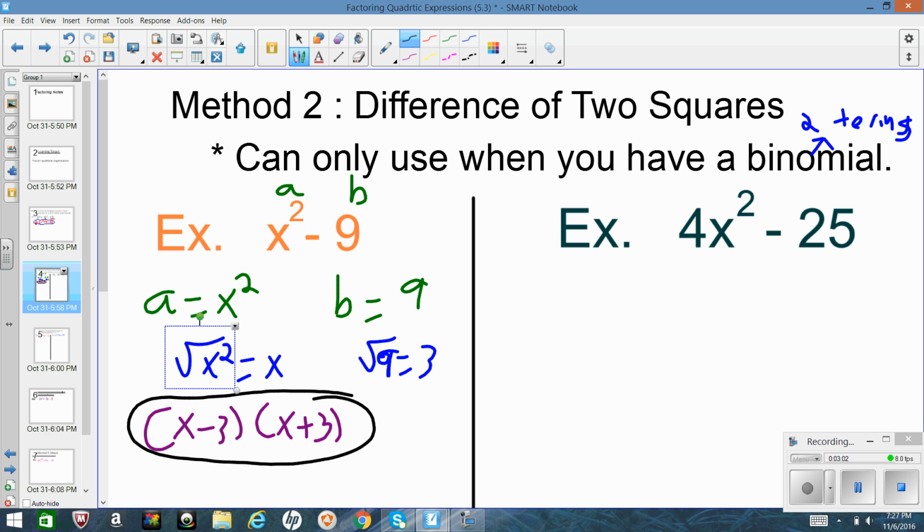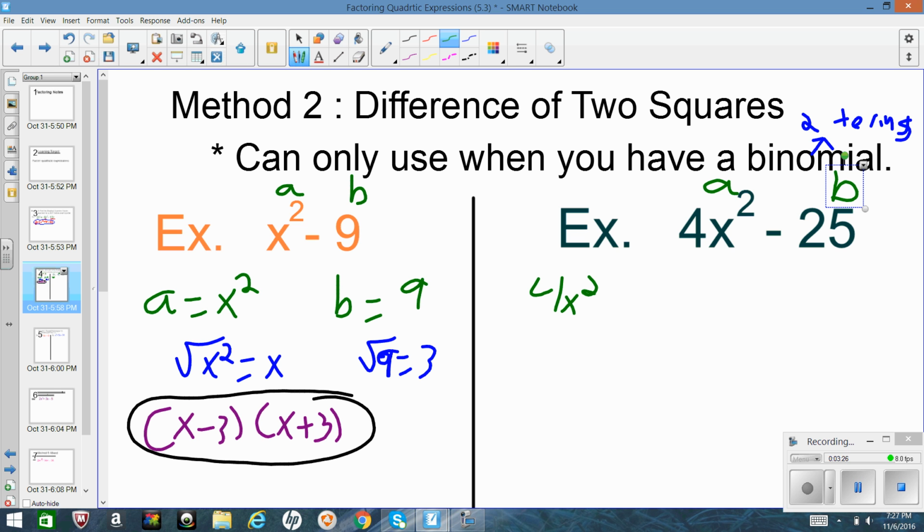Let's look at the example on the right. Again, A is my 4x squared. B is my 25. Notice how they don't have any variables that are the same, or any numbers that you can take out of them, so there's no greatest common factor. Likewise, when we had x squared minus 9. Again, you're always looking for your greatest common factor.